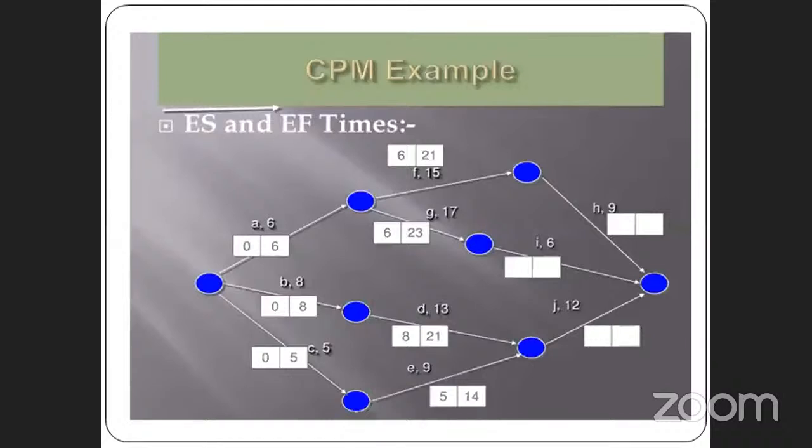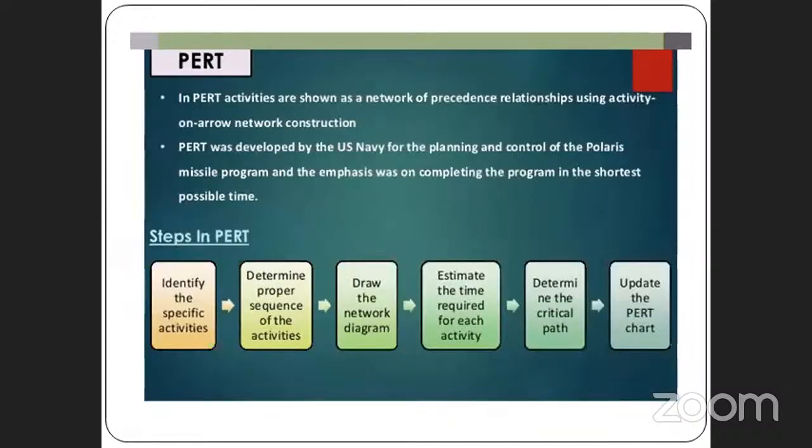So I give you a simple example for CPM. At the initial point A, the value should be 0, 0. Then it should move to the other point B. So the starting point of that event is 0. The ending point, that is the duration between A to B, is 8. So 0, 8. Next, B to the event D. Now the starting point is 8, and the duration between B and D is 13. So 8 plus 13 is 21. So I am mentioning there 8, 21. In this way we calculate and find out which network is good for the critical path. Next one is PERT. So I already said that it's the program evaluation review technique.